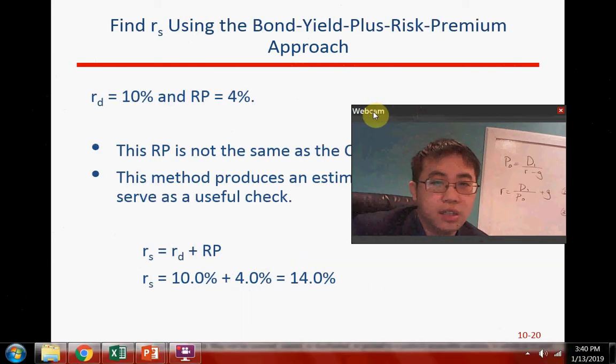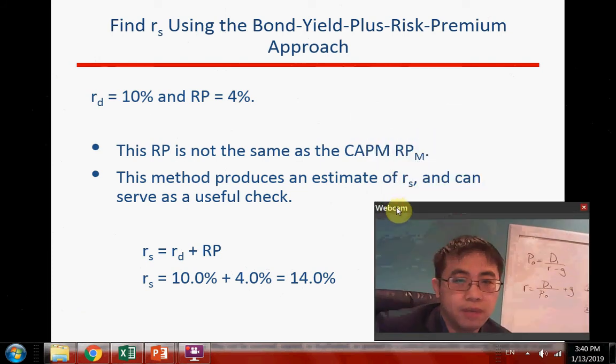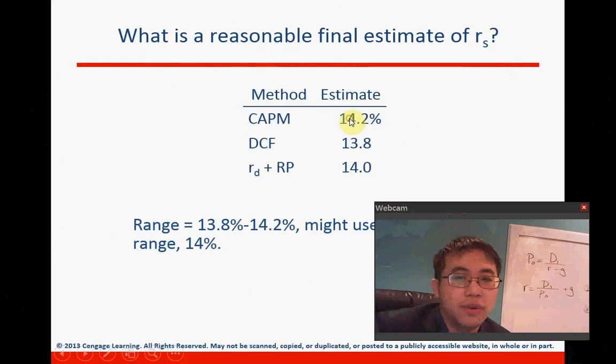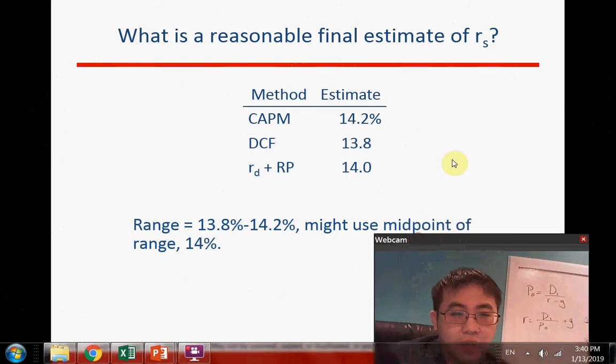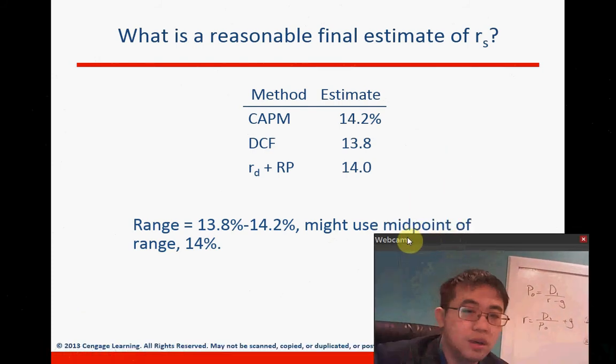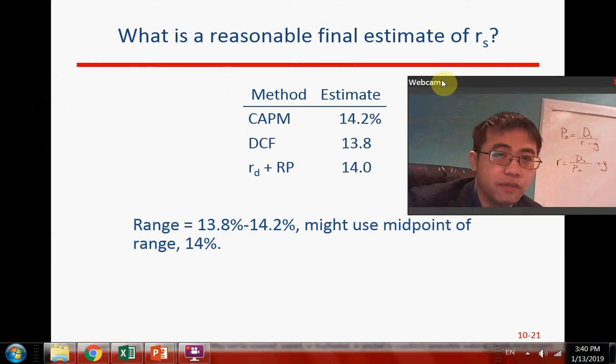And the next one is bond yield plus risk premium. So you just use the bond yield of 10% plus the 4% number. You feel this 4% is appropriate, so just add it in there. So that's the easiest one. So we have three numbers based on three methods, and you can take the mode, the median, or the mean. So the midpoint is 14%. That's how you get cost of equity.